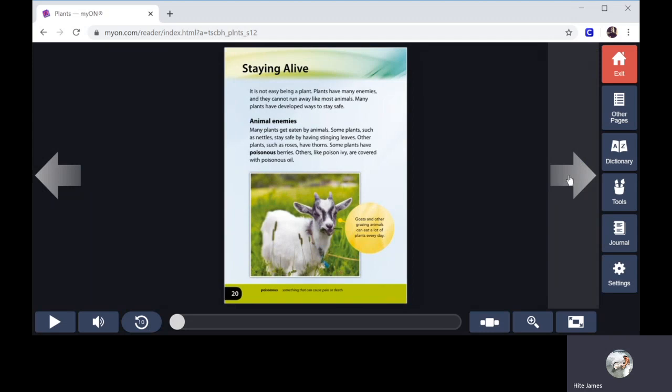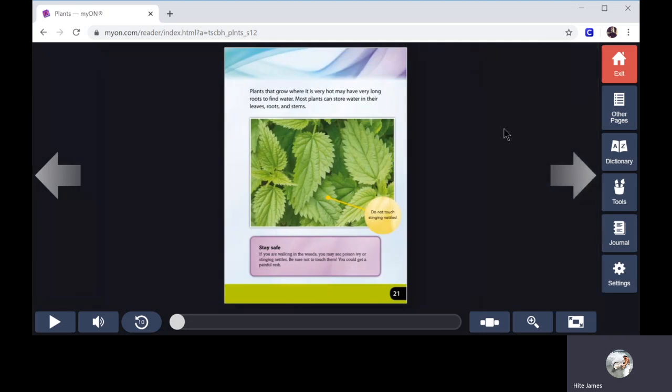And we're going to skip this page. Plants that grow where it is very hot may have very long roots to find water. Most plants can store water in their leaves, roots, and stems. Be careful, some leaves are actually poisonous to different animals and humans. Stay safe. If you're walking in the woods, you might see poison ivy or stinging nettles. Be sure not to touch them. You can get a painful rash.